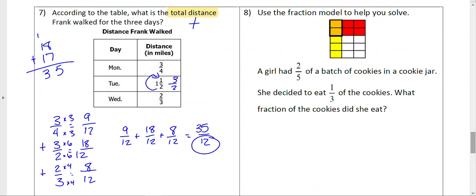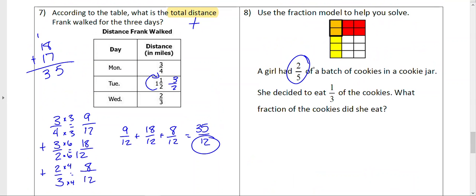All right, number 8, it says use the fraction model to help you solve. So there's our model. A girl had 2/5 of a batch of cookies in a cookie jar, and she decided to eat 1/3 of the cookies. What fraction of the cookies did she eat? Let's read that one again. A girl had 2/5 of a batch of cookies in a jar. She decided to eat 1/3 of the cookies. What fraction of the cookies did she eat?